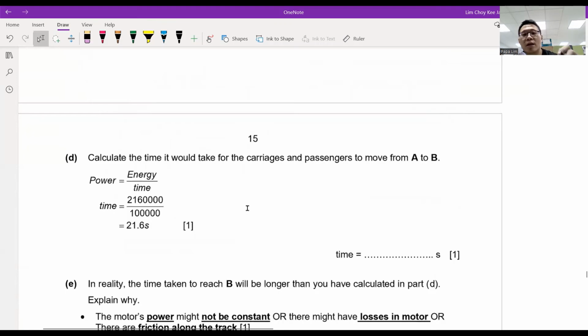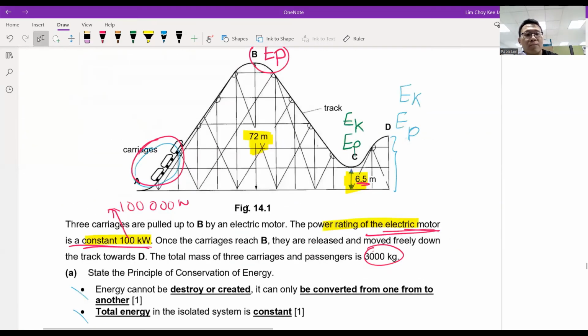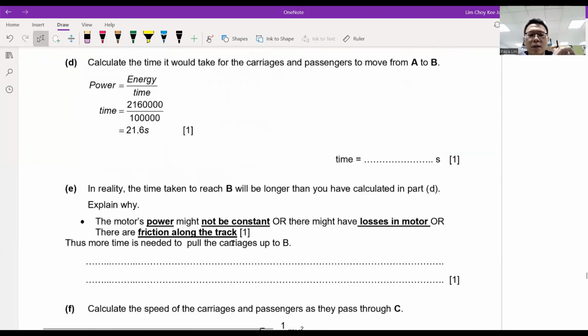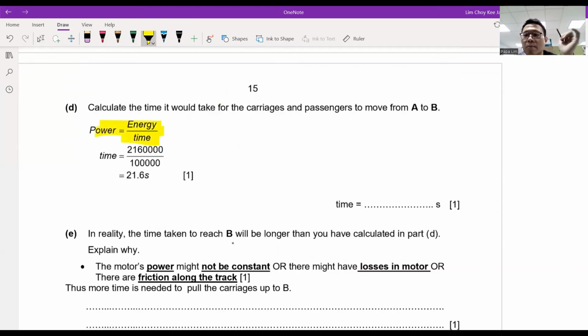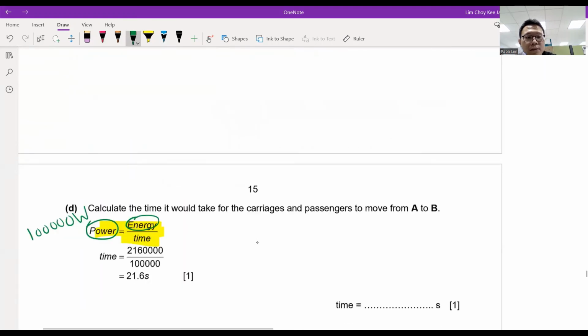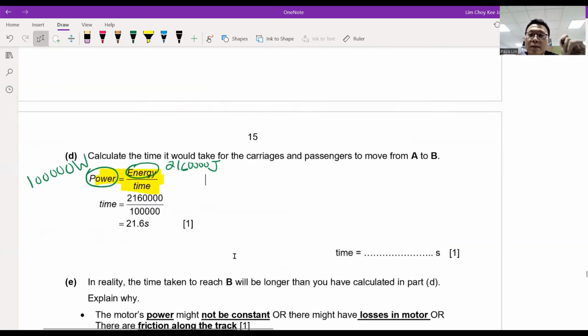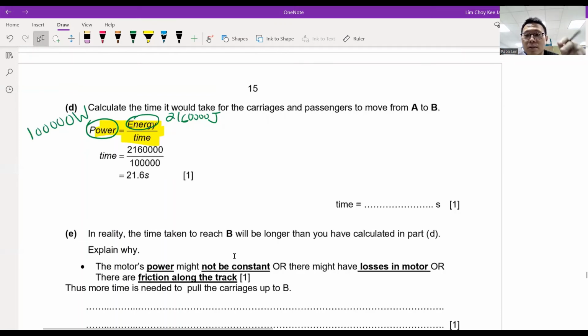Now, the time taken for the carriage to move from A to B. This particular section from A to B is done by the motor, which is your 100 kilowatts. So remember the other formula that involves time, power, and energy: power equals energy divided by time. If you know the power is 100,000 watts, and the energy given from part C is 2,160,000 joules, you will be able to find the time taken. By simple algebra manipulation, you get the time to be 21.6 seconds. Easily done, but first, remember the formula.